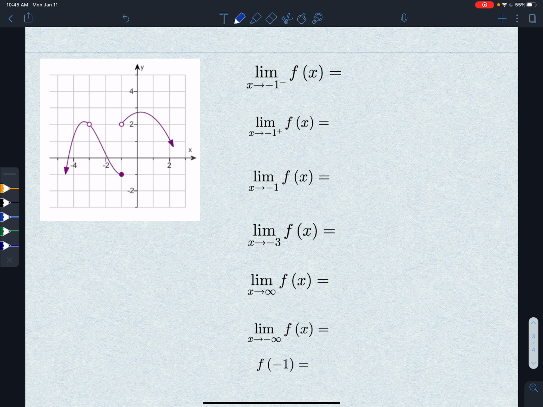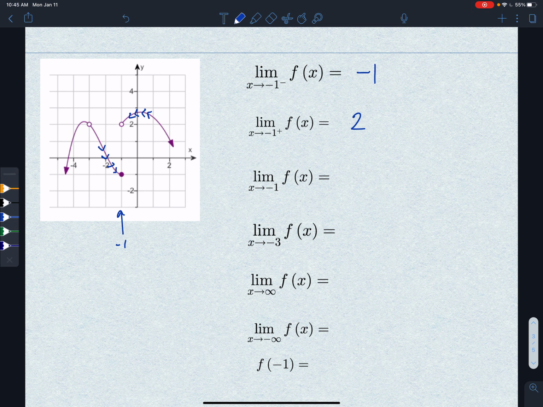So the first one is the limit as x approaches -1, but from the left-hand side. So this right here is -1. So we're approaching the graph from the left, and it looks like the y value is getting closer and closer to -1 as well. From the right, though, we're approaching this way, and it looks like the y value is approaching 2.